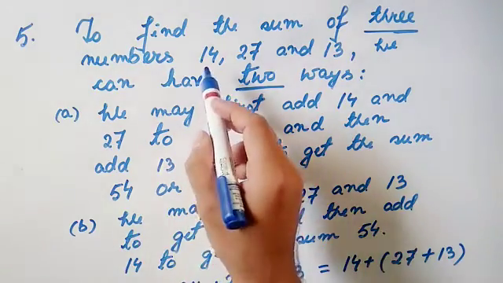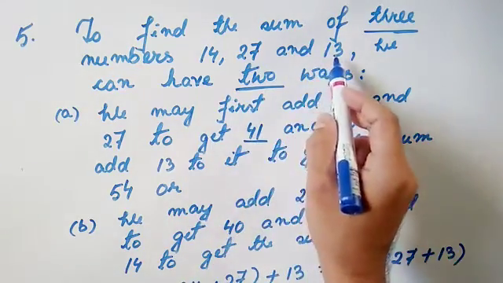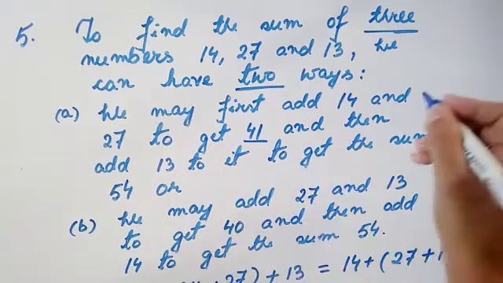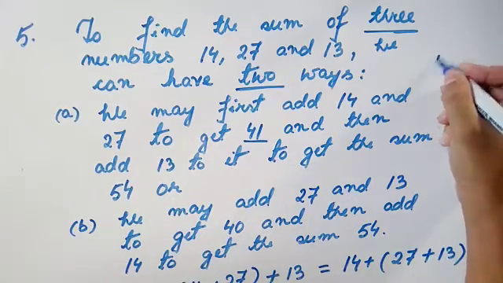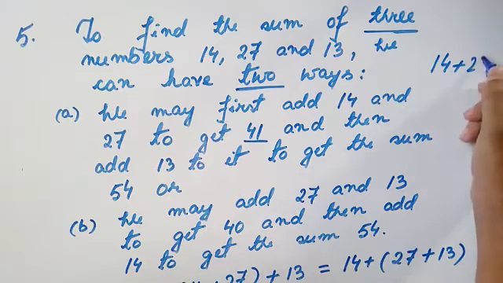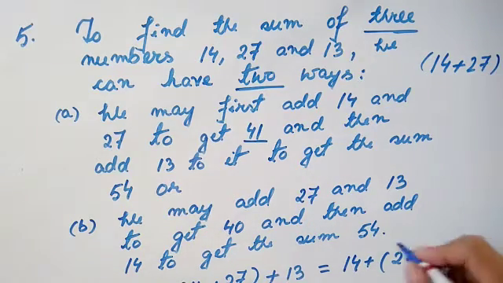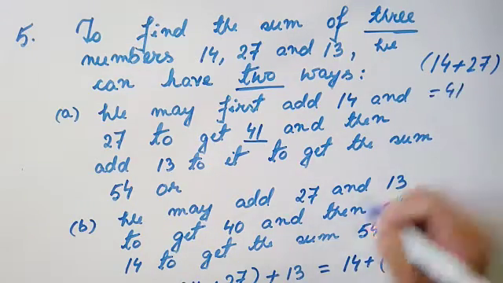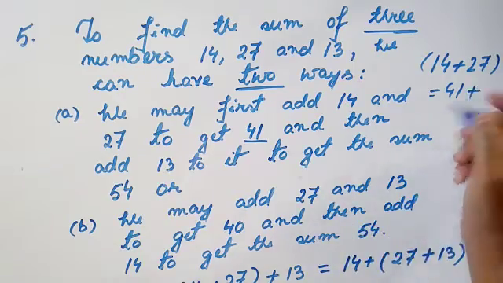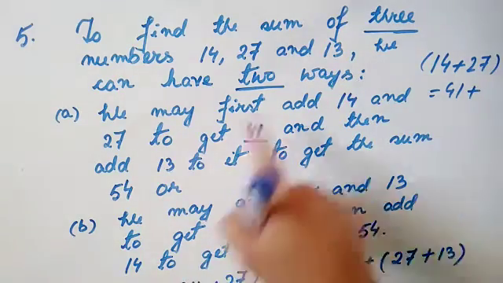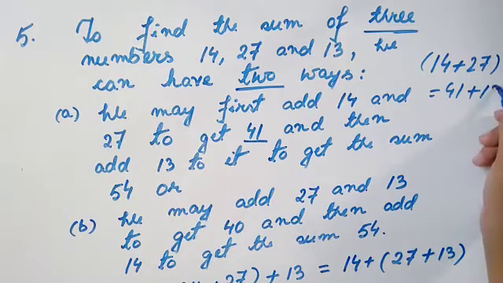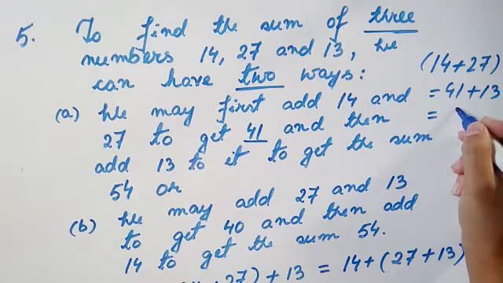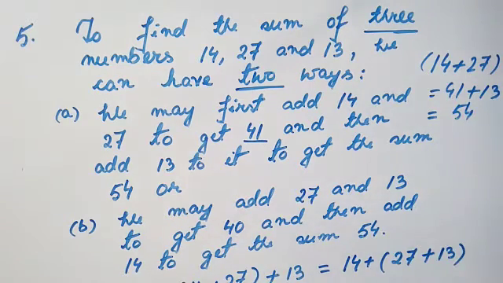So to find the sum of these three numbers, the first way is by adding 14 and 27 first. And the sum of 14 and 27 is, yes, 41. And after that, we will add the remaining number, and the remaining number is 13. And we will get the required sum, that is 54. So this is the first way.